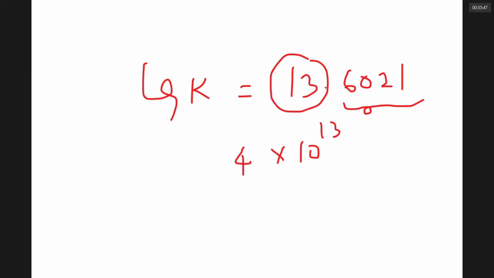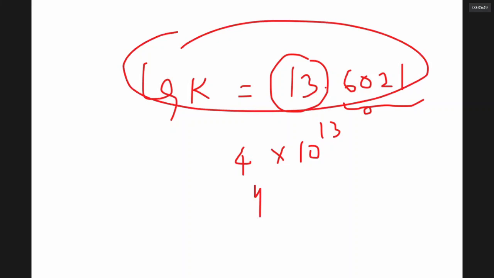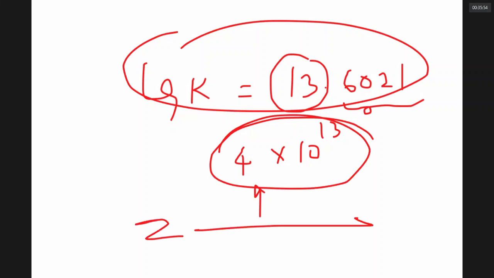So if I know the log k value, I can find the k value. The greater the k value, the greater the extent to which the cell goes with the forward reaction. Okay, sir? So the last equation can be used to find out the cell potential. That is one important point.